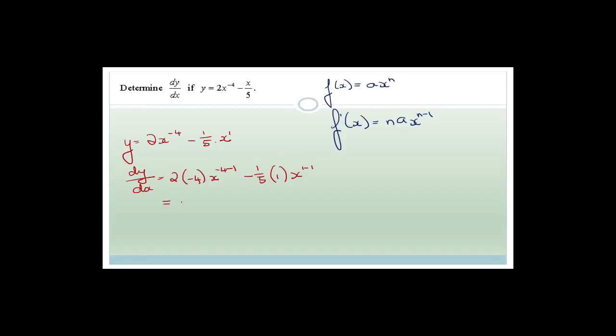So 2 times negative 4 is negative 8, x to the negative 5, minus 1/5. X to the 1 minus 1, 1 minus 1 is 0, and anything to the power 0 is 1, so it just goes away. So that's your answer. Your final answer is minus 8x to the negative 5, minus 1/5. They may say that they want it in positive exponents, in which case you need to write minus 8 over x to the 5 minus 1/5. And now I have to pause, my apologies.